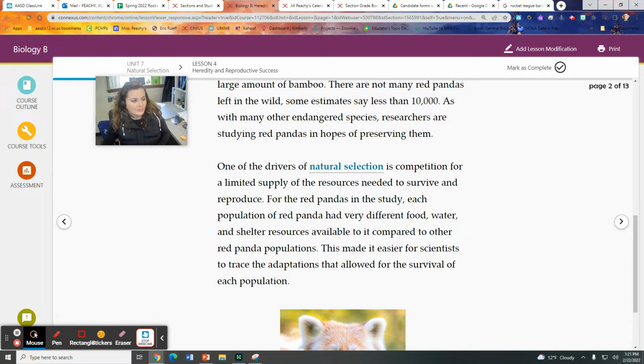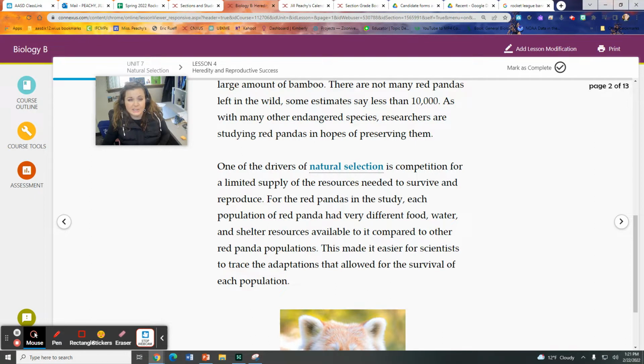Remember, we talked about that before, that a driving factor behind natural selection is competition. Organisms compete for resources. Those that have the adaptations that help them to get the resources will survive, be able to reproduce, and pass on their genes to their offspring. If they can't get the resources, they die and they can't reproduce and their genes are lost.